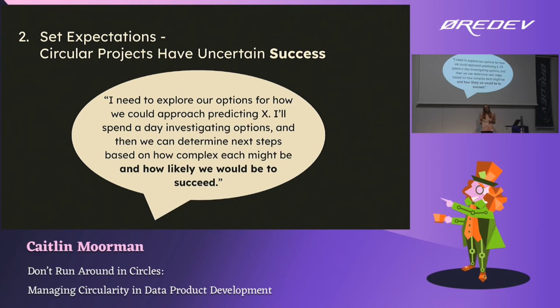You might say things like, if we want to predict X, I'll need to explore our options for how to approach the project. I'll spend a day investigating some models, and then we can talk about next steps based on how complex different options are and how likely we would be to succeed with each. So again, uncertainty around the timeline for sure, but also uncertainty and variance in how likely you are to succeed based on how much time you invest into it.